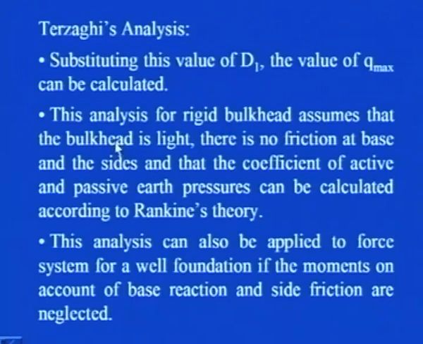This analysis for a rigid bulkhead assumes that the bulkhead is light, that there is no friction at the base and the sides, and that the coefficients of active and passive earth pressures can be calculated according to Rankine's theory. You know that there were two theories, Rankine's theory and Coulomb's theory. In Terzaghi's analysis, Kp and Ka, that is, the coefficients of lateral earth pressure in passive and active conditions, have to be obtained using Rankine's theory.